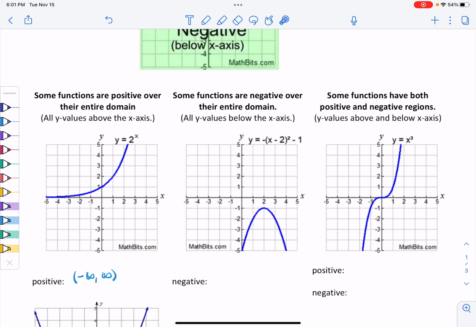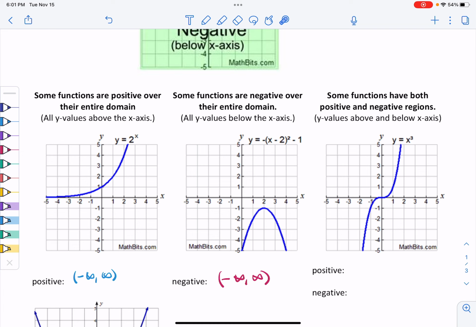Now, this quadratic function is negative over its entire domain because it's sitting below the x-axis. It goes on forever in these directions. It never goes up here into the positive area of our graph. So it is negative over its entire domain, from negative infinity to infinity.